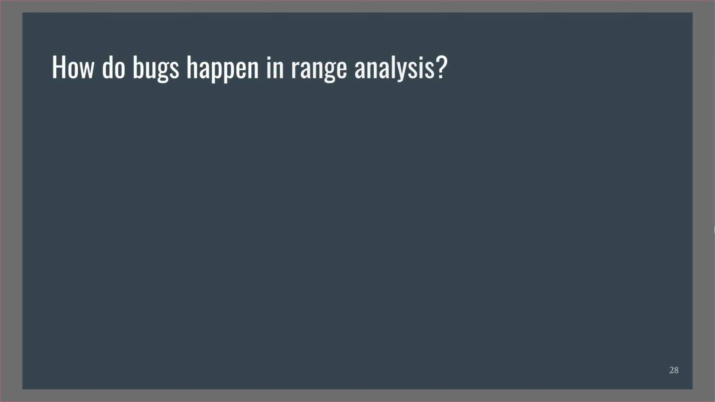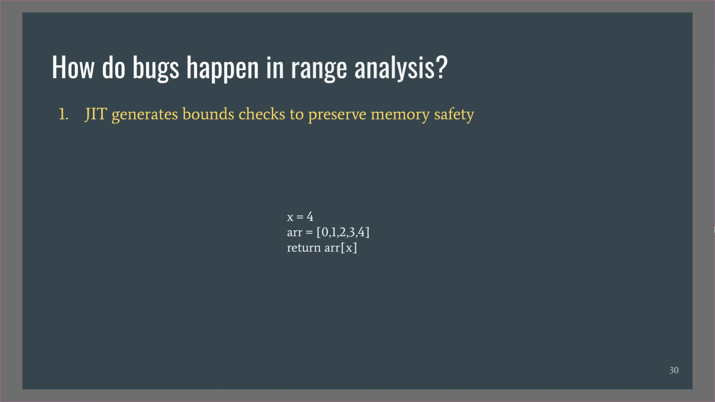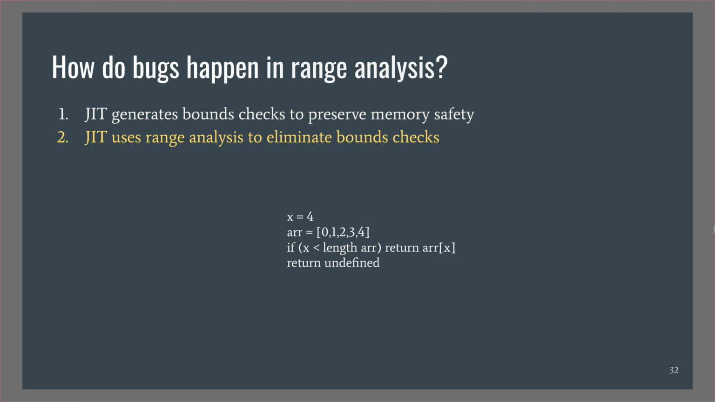First, since JavaScript is a memory-safe language, the JIT has to generate bounds checks to preserve memory safety. So we have this snippet of JavaScript that's doing a memory access. The compiler is going to add a bounds check to make sure the access of ARR at x is within bounds. But these bounds checks can get pretty expensive, so the compiler is going to use range analysis to eliminate them. Range analysis tells the JIT that x is 4, always in bounds on this path, so it can eliminate the bounds check.